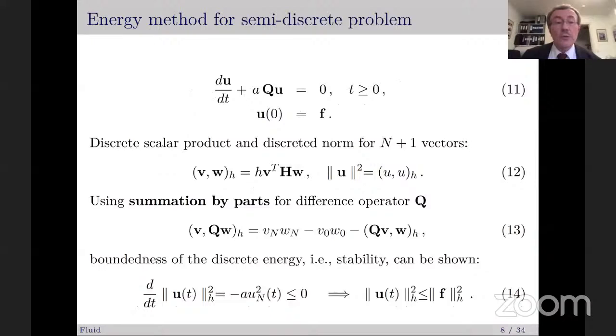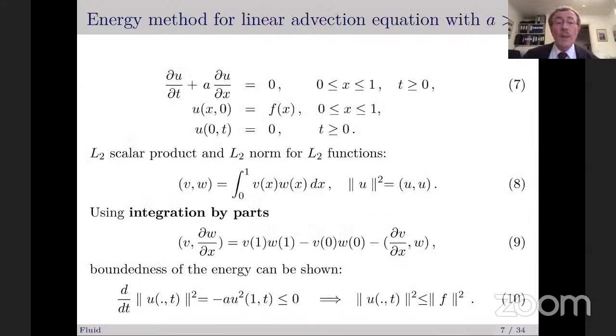We define the L2 scalar product in the standard way for 2 functions v and w. This is the integral from 0 to 1 of the product v of x, w of x. The norm is then defined by applying the scalar product to itself. That is the norm squared. Now, integration by parts can be formulated in this way. If we have the scalar product of v and dw/dx, we get the product of the boundary terms at 1 minus at 0, minus the scalar product of dv/dx and w.